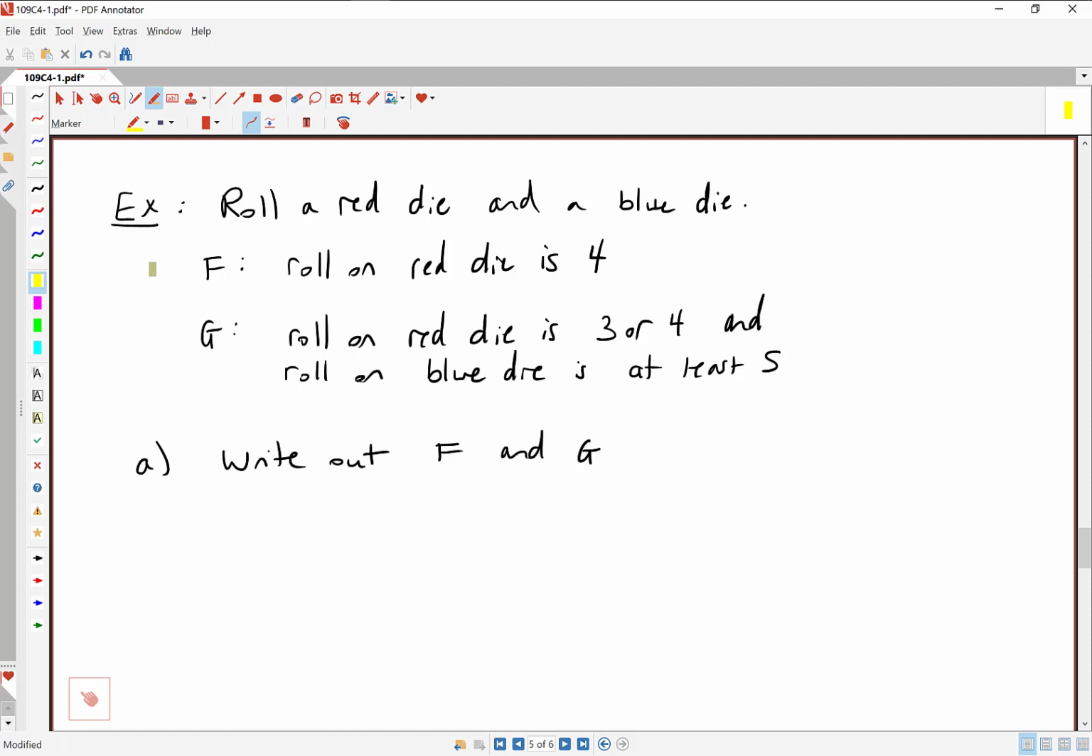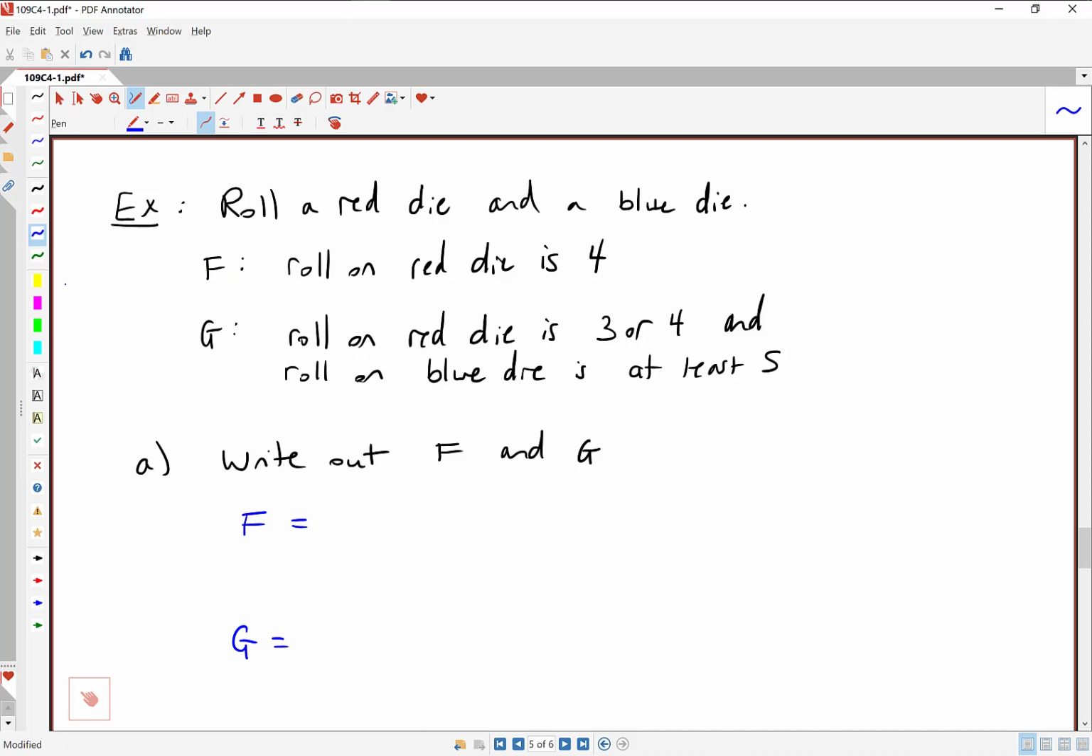So we're continuing with the same experiment that we had in our previous example. We are rolling a red die and a blue die. And now we've got some new events to work with. So the event F is that the roll on the red die is 4. The event G is that the roll on the red die is 3 or 4, and the roll on the blue die is at least 5. So our first task is to write out F and G. So really, the question here is asking us 2 things: write out F, and then separately write out G.